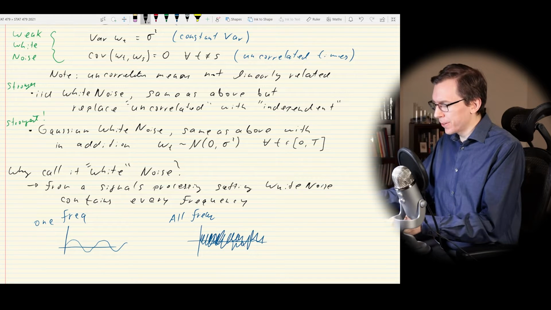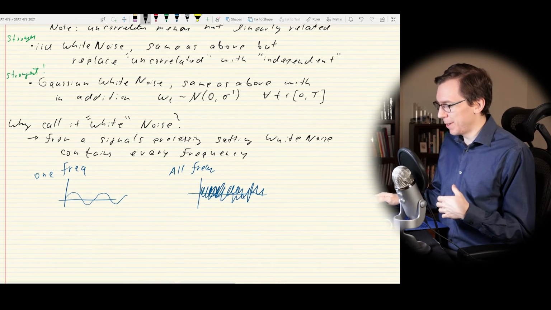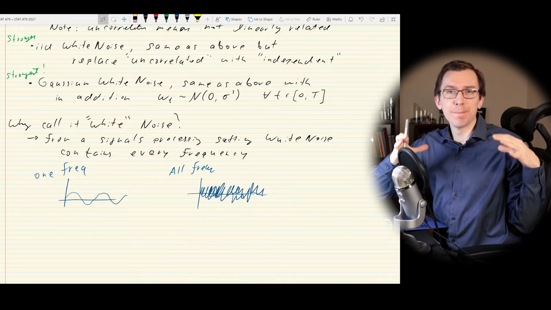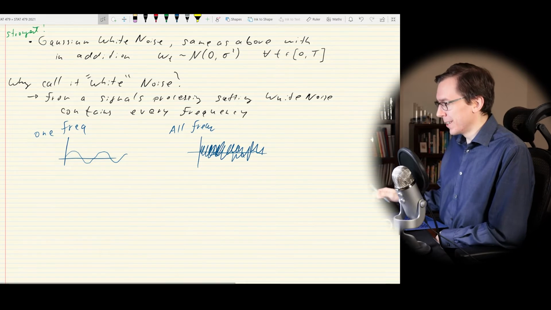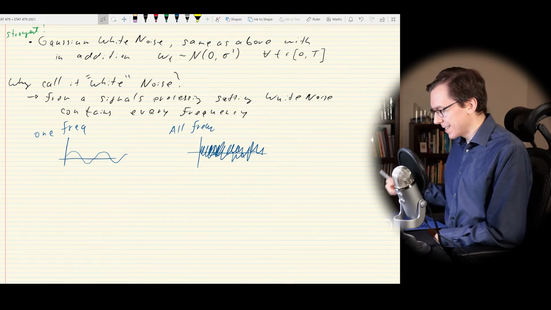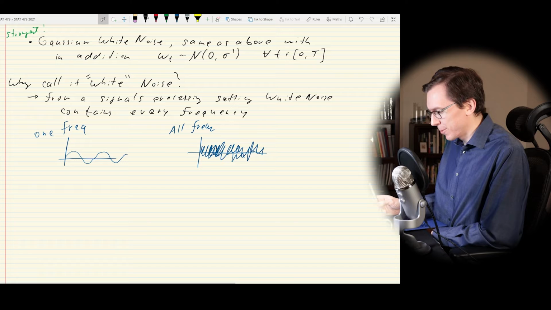But we want to go a little bit further than just white noise. What we're going to do is use white noise to build up to more interesting stochastic processes, or time series processes. The first one we're going to consider is the autoregressive process.